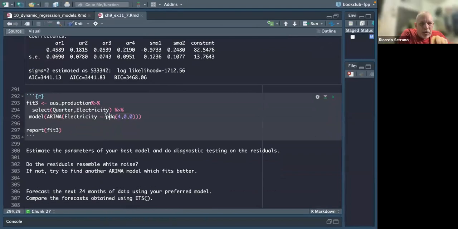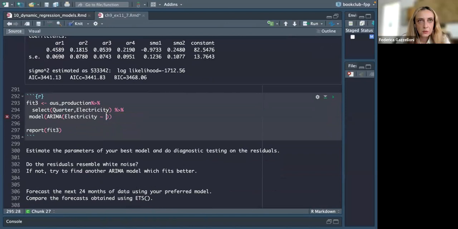Yeah, they are 111. To change the thing, I need PDQ, to put that PDQ in 111. Okay. Check it out.